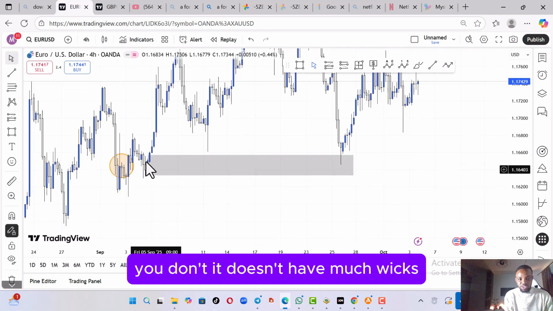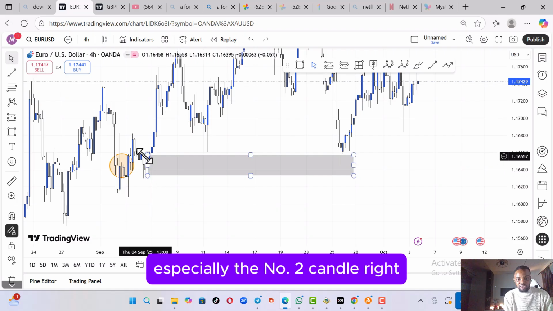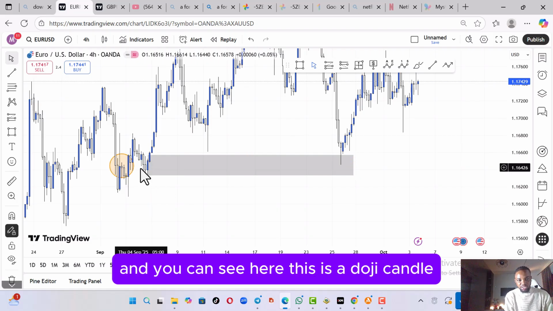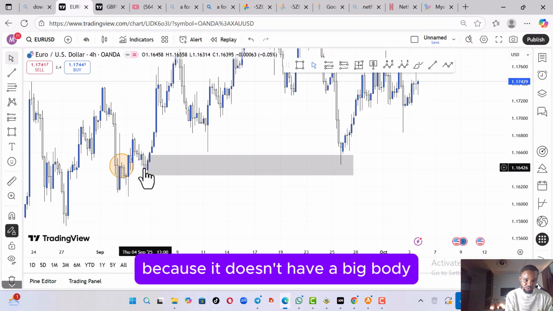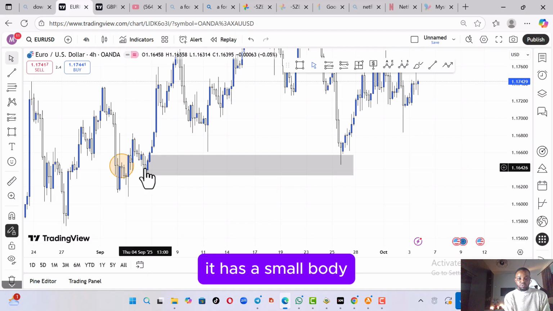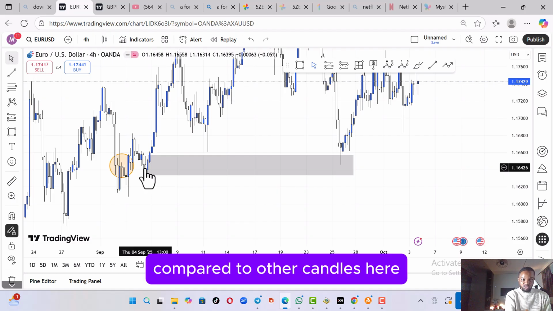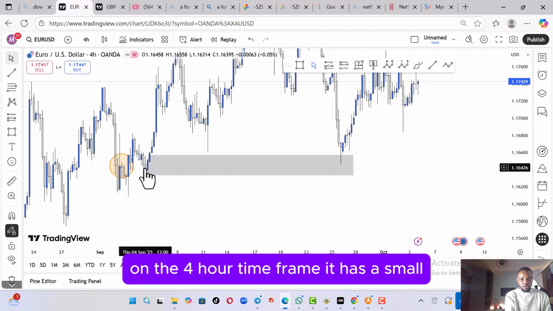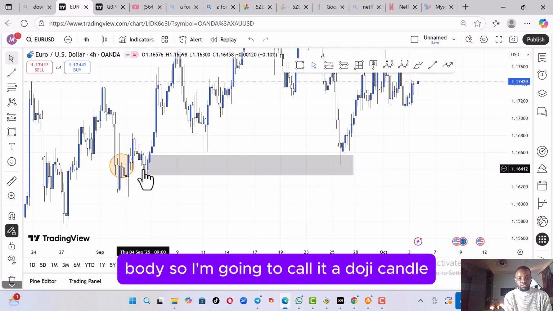It doesn't have much wicks, especially the number two candle, right? And you can see here, this is a doji candle. Let's just call it a doji candle because it doesn't have a big body. It has a small body compared to other candles here on the 4 hour time frame, so I'm going to call it a doji candle, right?